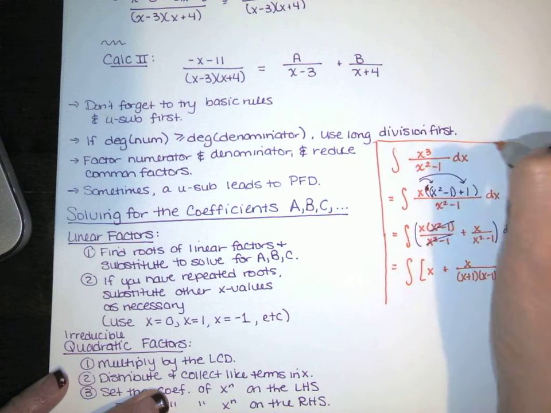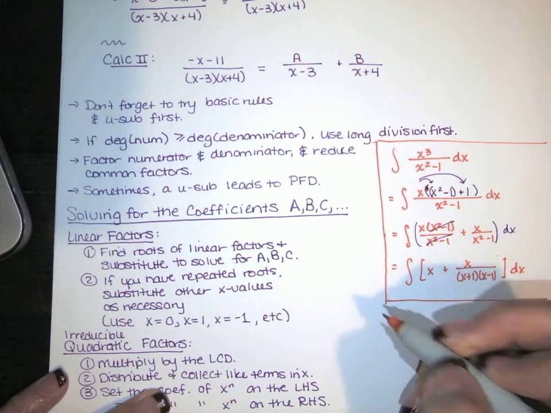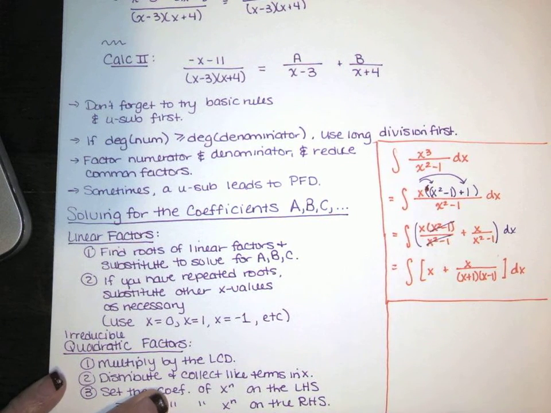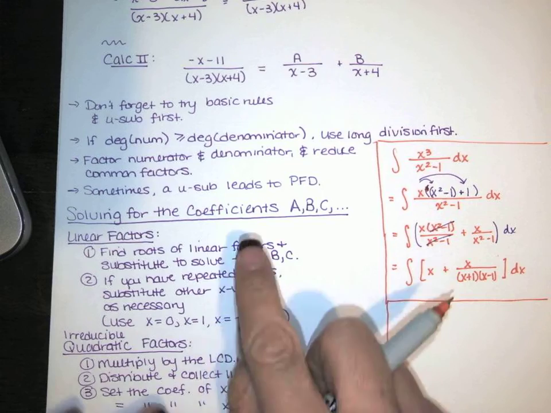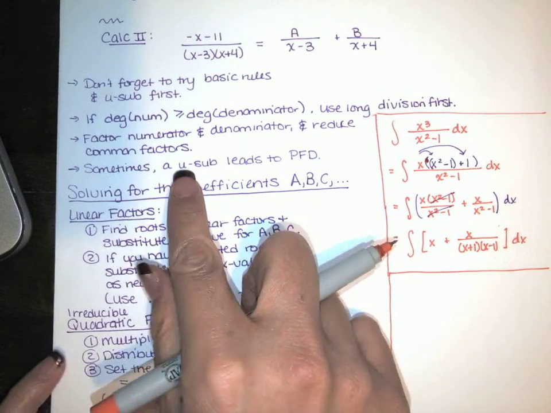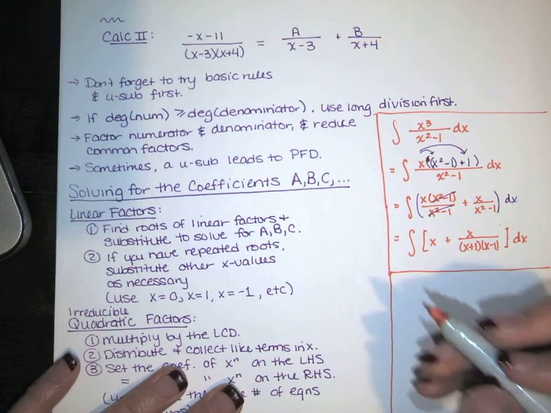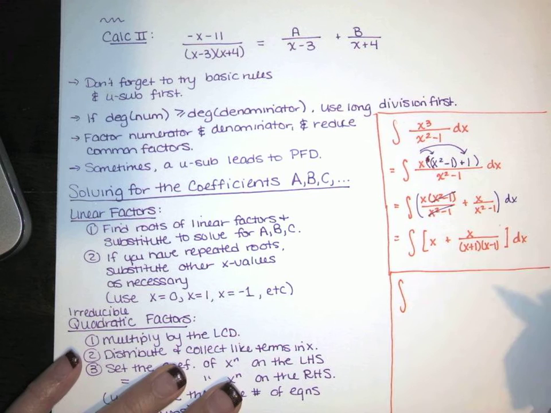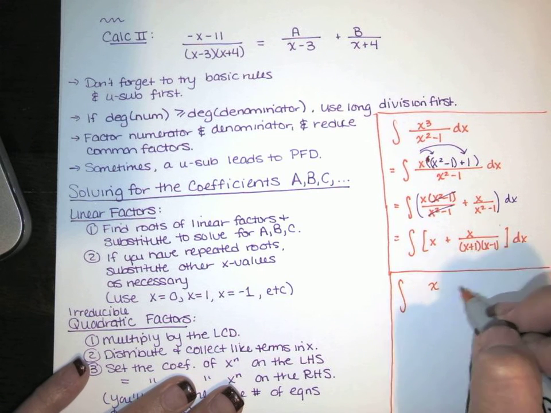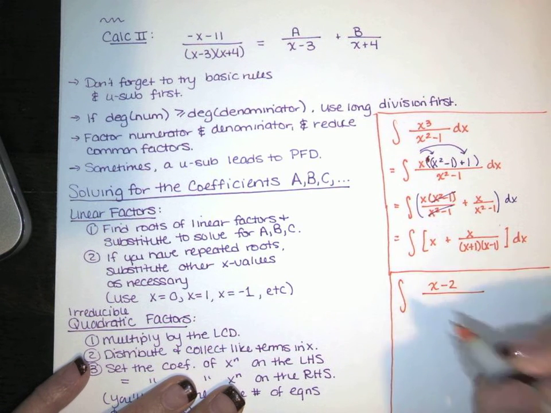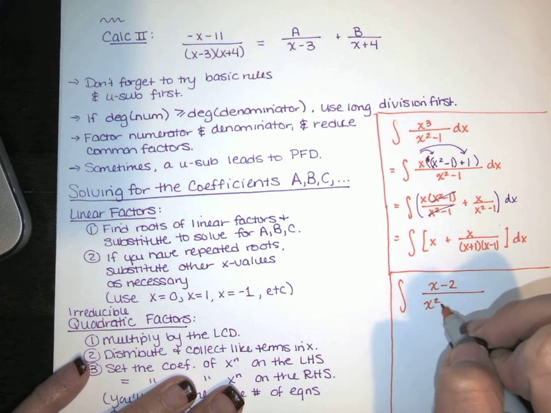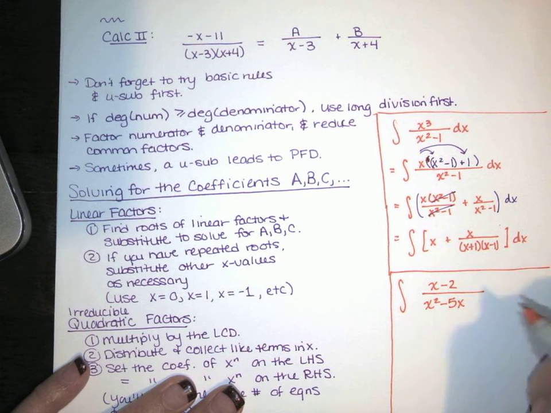Another possibility that could come up, that it didn't come up in any of our examples, but it could very well come up in your homework, is you might have a numerator and denominator that have a common factor. So here's an example where that might happen. Let's say you've got x minus 2 over x squared minus 5x plus 6.